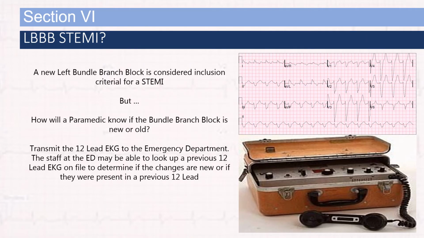A new left bundle branch block is considered inclusion criteria for STEMI. However, how will a paramedic know if the bundle branch block is new or old? Well, it's unusual for a patient to have a copy of their previous 12-lead EKG. However, it's not completely out of the question; this has happened. You can transmit the 12-lead EKG to the emergency department, which is going to be your receiving facility, and the staff of the emergency department may be able to look up a previous 12-lead EKG on file to determine if the changes are new or if they were present in a previous 12-lead EKG.